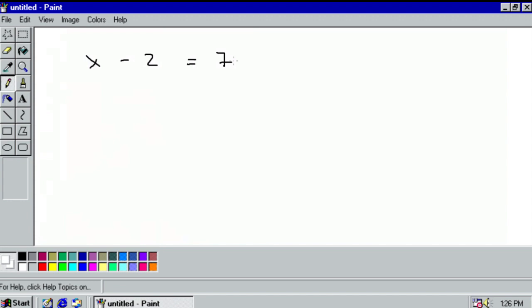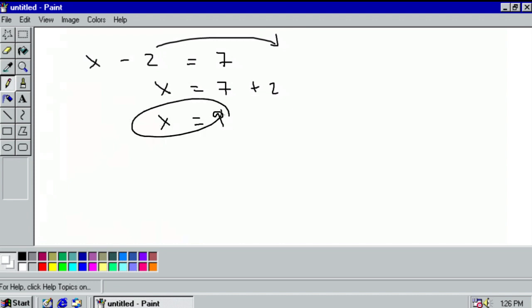So let's use the rule change signs to solve this. Let's find the value of x. We're gonna change sides here. What we have here is 7, and the sign will change. This is change signs. So plus 2, and since we moved it, we have x left. So 7 plus 2 is 9. So our x is equal to 9.